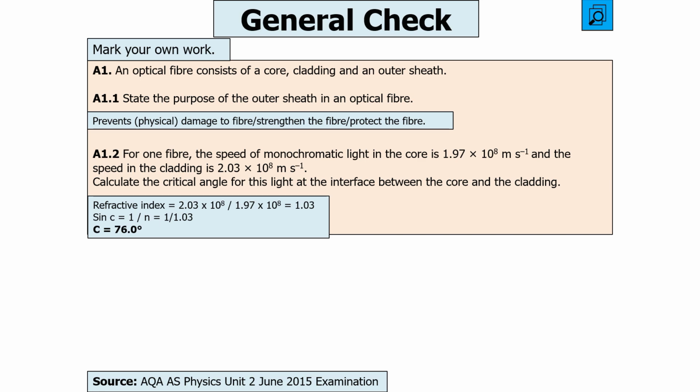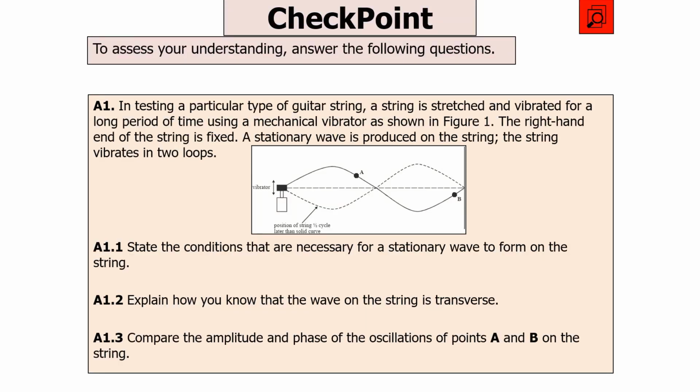Let's have a look at some checkpoint questions. So in this first question, now we're looking at more applied circumstances to the concepts of this module. In testing a particular type of guitar string, a string is stretched and vibrated for a long period of time using a mechanical vibrator as shown below. The right-hand end of the string is fixed. A stationary wave is produced on the string and the string vibrates in two loops.